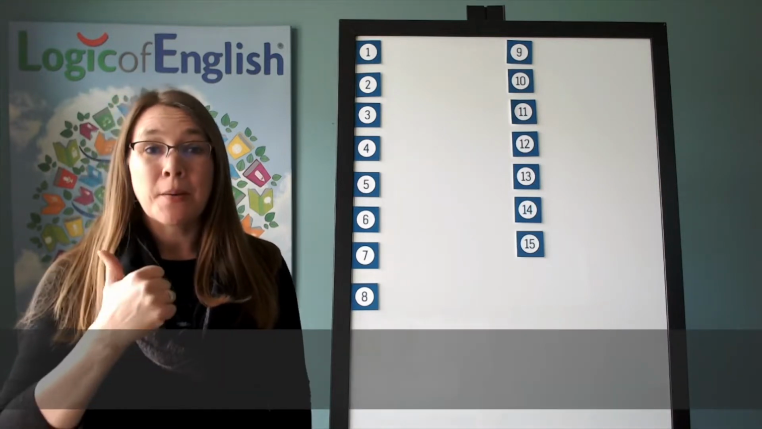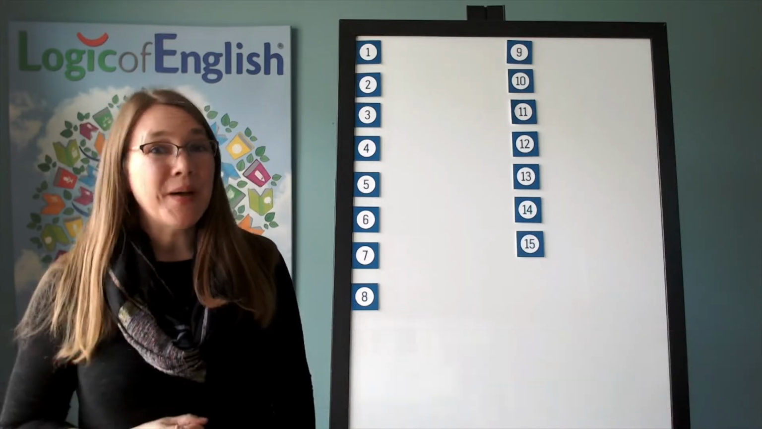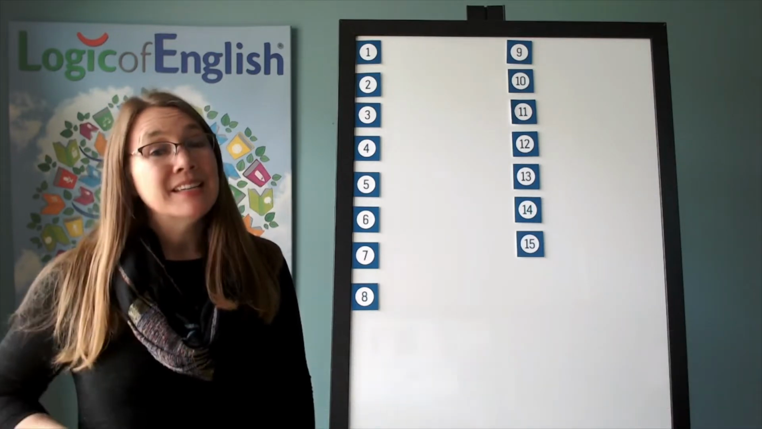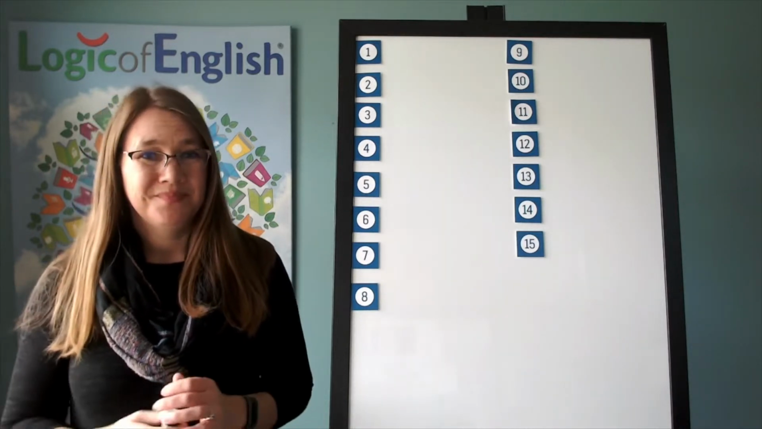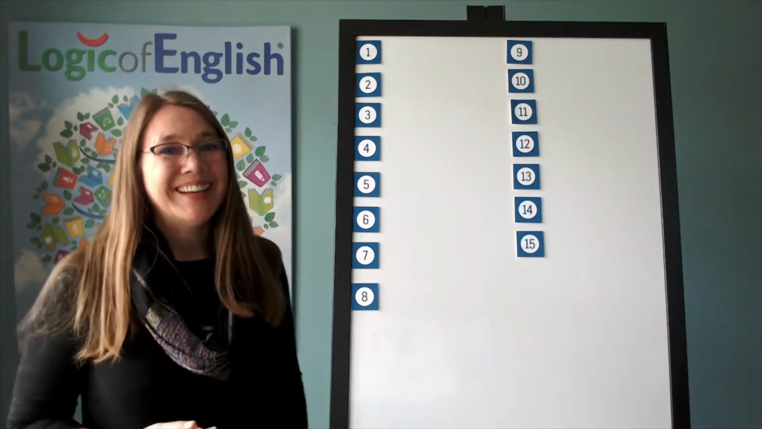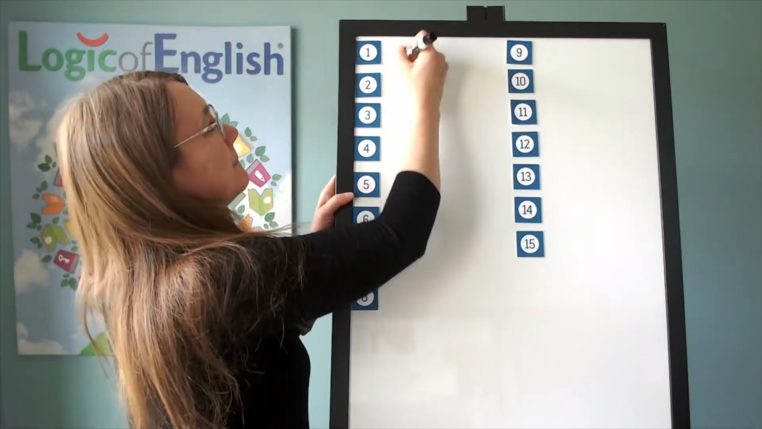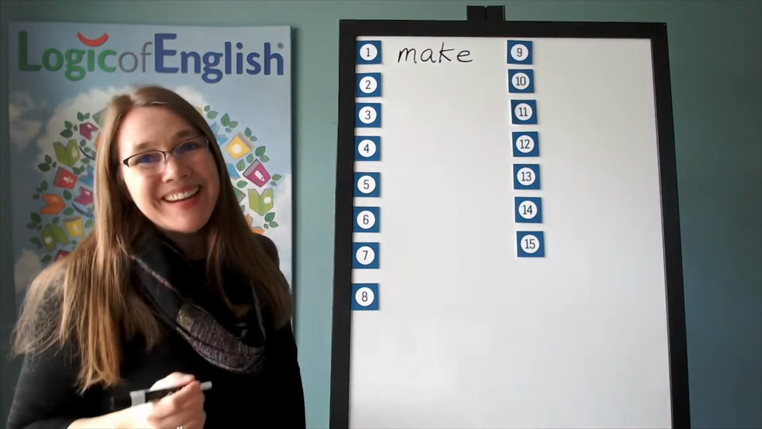Now let's sound it out. M, A, K. Use a tall K. Silent final E. Go ahead and write make. Sound it out as you write it. Good, and now help me to write it. M, A, K. Silent final E.